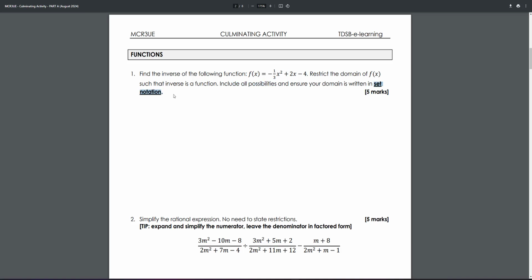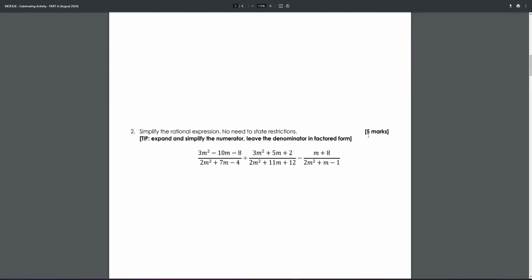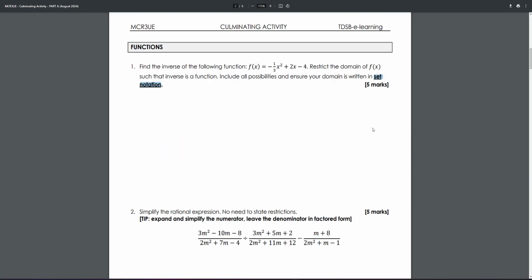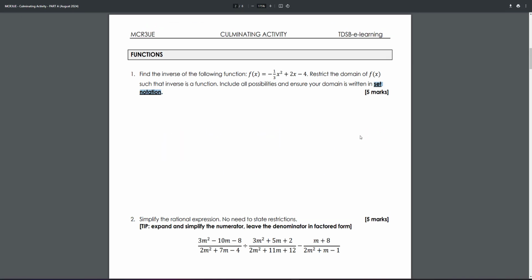So this is part of the question where your domain has to be written properly. If you do not write the domain properly, even if you get the inverse right, the whole question you're going to get 0 because that's the whole point. You need to be able to write the domain in proper set notation. If you're not doing that, you're losing marks. So be very careful. You got to follow what we taught you in this course. You can't just get information from, let's say, online or from another person or friend.